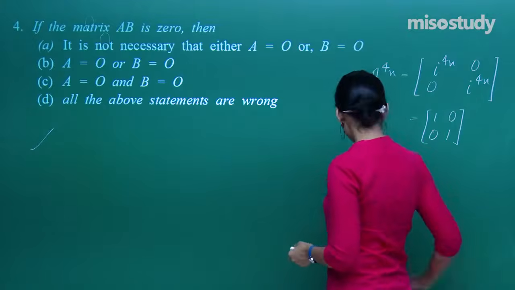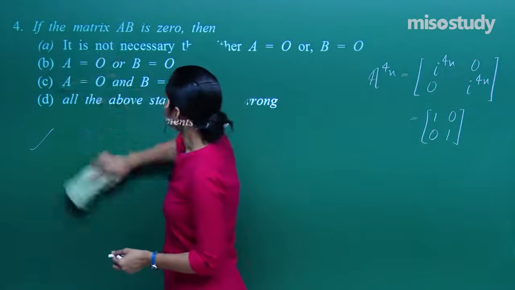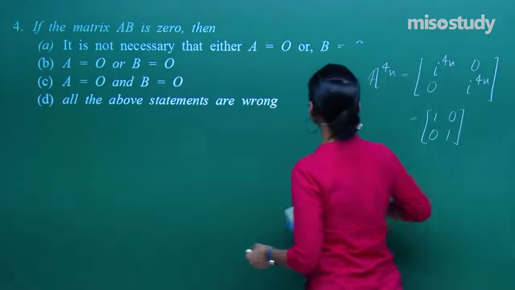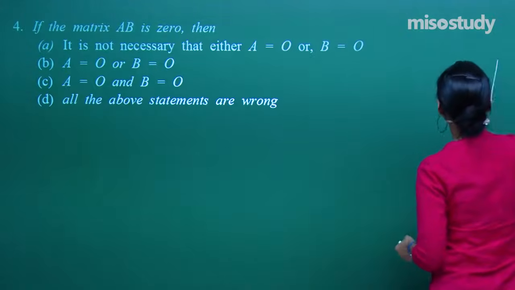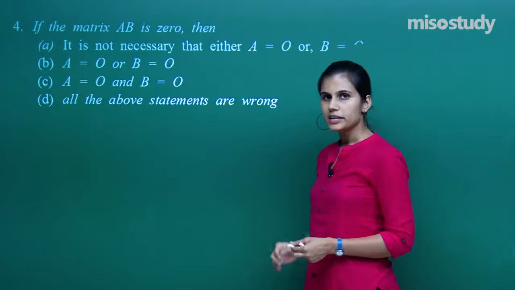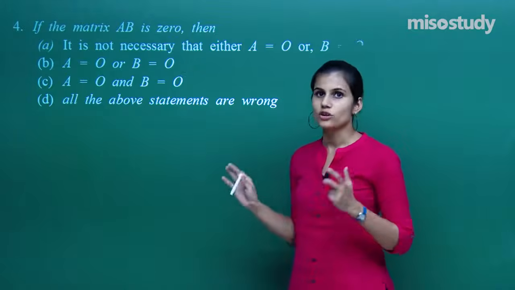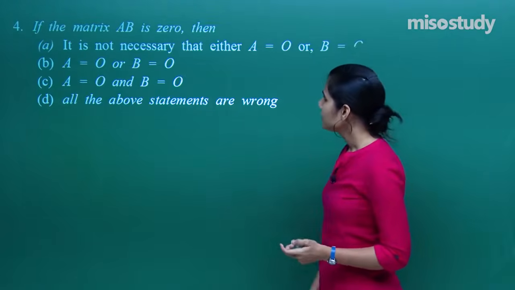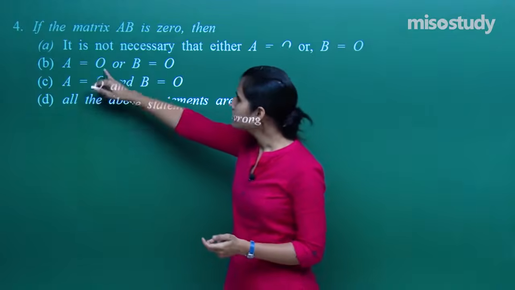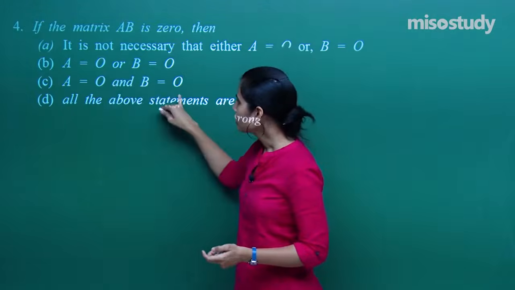Next you have if the matrix AB is 0, so A into B is 0, then which one is true? So we've done this in the theory sessions as well. Very, very nicely. You can just directly see the concept is being asked. If the matrix AB is 0, then is it true that A has to be 0 or B has to be 0 or both have to be 0?